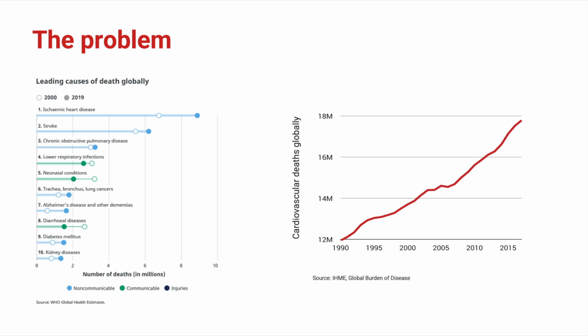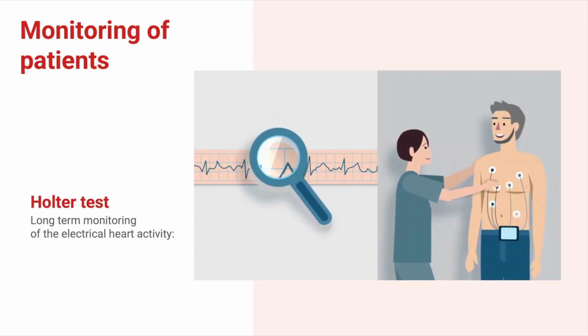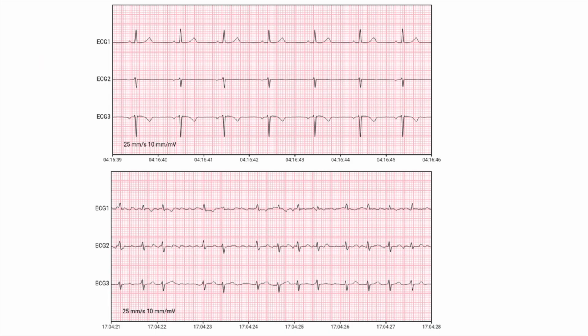This upward trend is closely related to the need to monitor the health of patients' hearts. During a Holter test, the patient receives a device that uses electrodes attached to the body to monitor their heart for 24 hours, 48 hours, 7 days, 14 days, or more. The result of this test is an ECG signal, a fragment of which is shown in the slide.